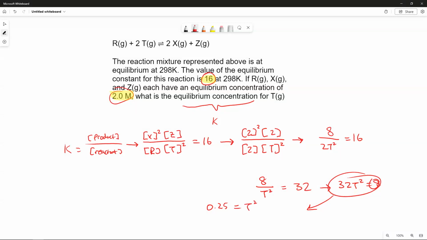And since this is squared, we need to cancel it, so we take the square root of it. The square root of 0.25 is going to be 0.5. So T equals 0.5 molar in concentration. And that is going to be your answer. We found the equilibrium concentration for T. And we can just say that that is equal to K. T is K, same thing. Alrighty, and that's it.